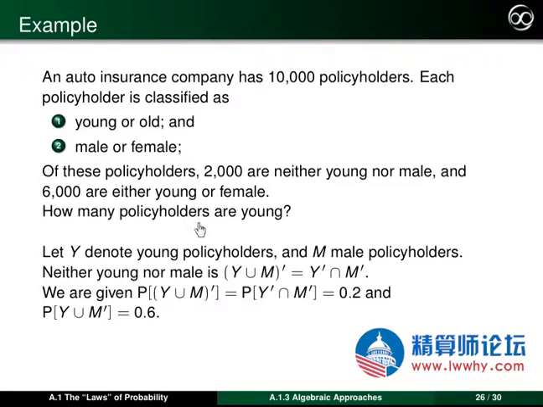We're told 6,000 are either young or female. So young or female. Female is male complement, M prime. At 6,000, so 6,000 over 10,000 is 0.6. At the end of the day, I want the probability of being young. I want the probability of Y.